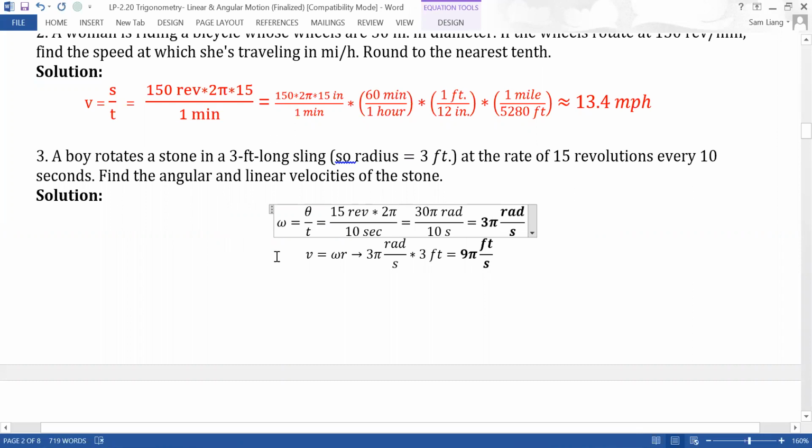Okay. For the linear speed, I'm going to use the formula V equals omega r, the one that relates angular and linear speed. Right, so omega, as we solved, is 3 pi radians per second. Multiply that by the radius, which is 3, and then you're going to get 9 pi feet per second, right? Because the radius here is in feet, so it'll be feet per second.